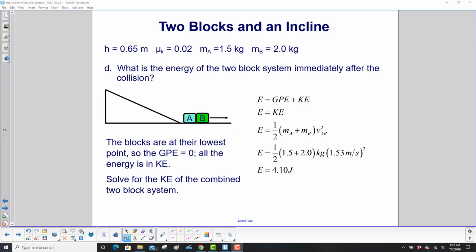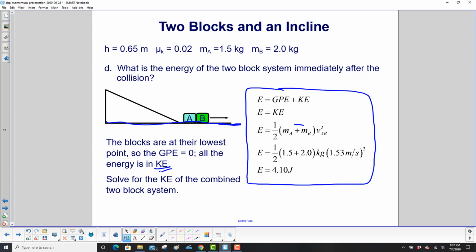What is the energy of the two-block system immediately after the collision? Well, the blocks are at the lowest point of this problem, and we're defining that as GP equal to 0. So all of their energy will be in KE. So we have the combined mass, make sure you put both masses there, times the velocity that we found in the previous section, and make sure you square it. You do that and you get 4.10 joules.